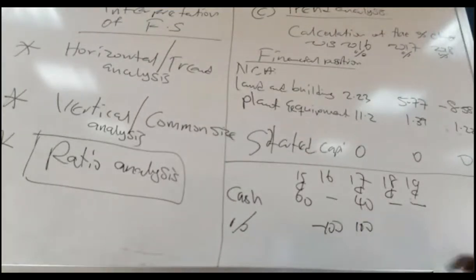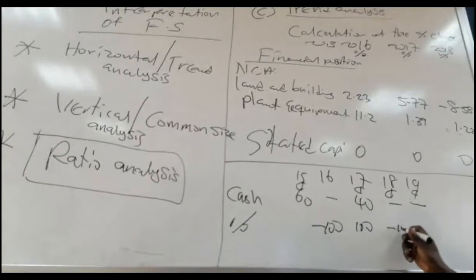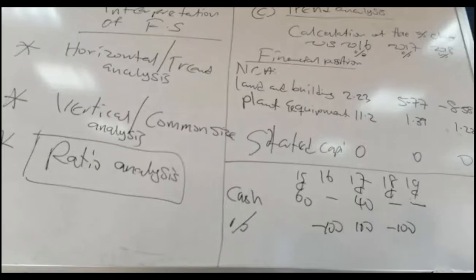Then you go to 2018, it has dropped to what? 0, so that's negative 100. When something drops to 0, that means it's negative 100. So these are the little issues that we have with the trend analysis when you do the calculation.